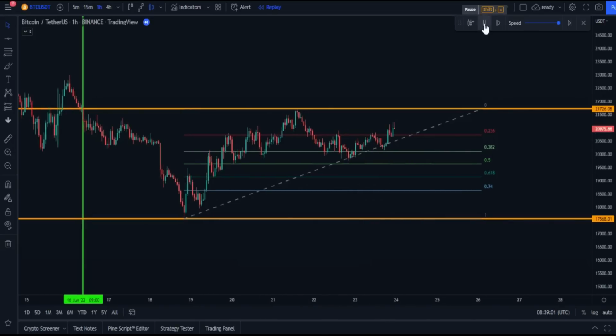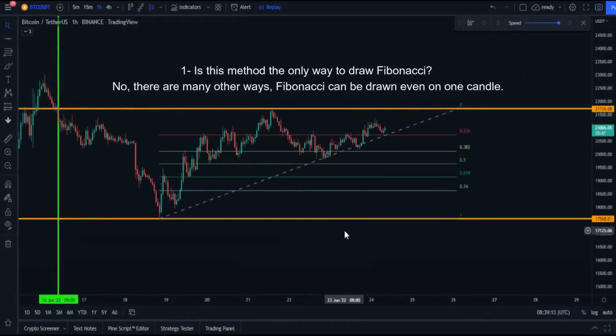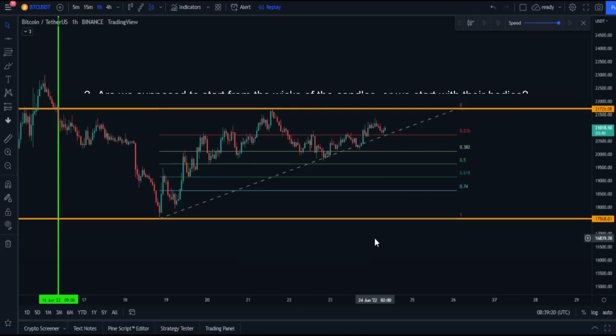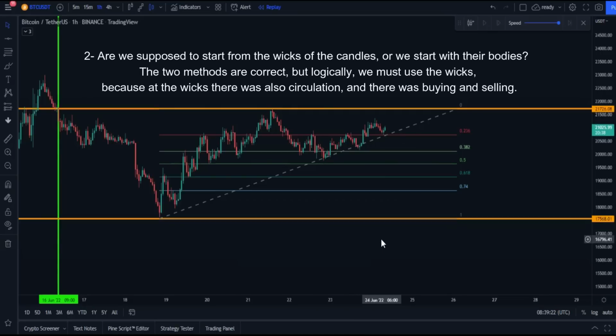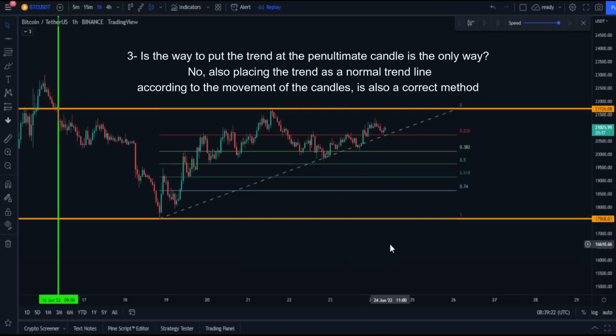Well, before we finish this video, there are some questions that you may need to answer. 1. Is this method the only way to draw Fibonacci? No, there are many other ways Fibonacci can be drawn even on one candle. 2. Are we supposed to start from the wicks of the candles, or we start with their bodies? The two methods are correct, but logically, we must use the wicks, because at the wicks there was also circulation, and there was buying and selling. 3. Is the way to put the trend at the penultimate candle the only way? No, also placing the trend as a normal trend line, according to the movement of the candles, is also a correct method.